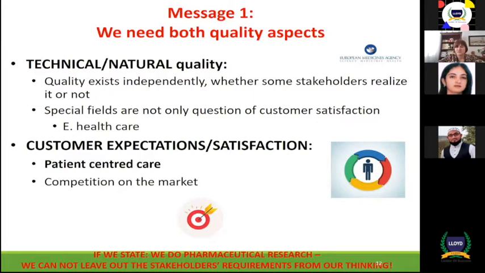customer expectation and satisfaction. When we state that we do pharmaceutical research, we cannot leave the stakeholders' requirements out of our thinking. There are many, and I don't want to criticize any researchers, but as far as I think you also see, like me, that globally in the publications there are many publications stating that we are doing pharmaceutical research, this is pharma development, a potential medicinal product can come from this. Even basic researchers state that.